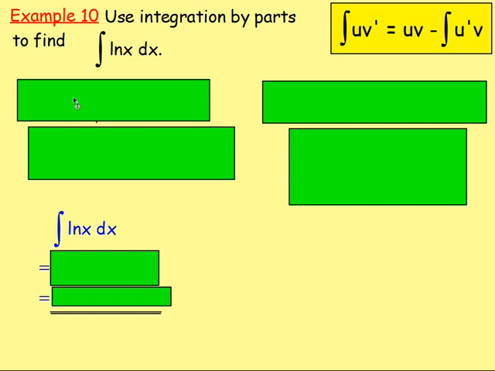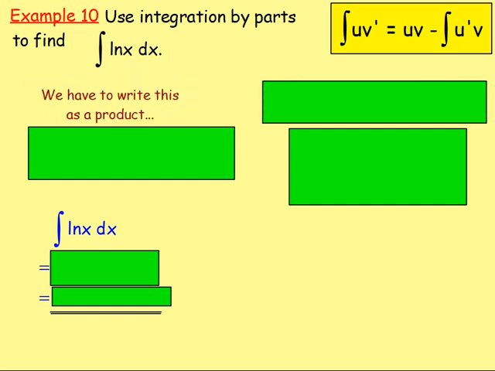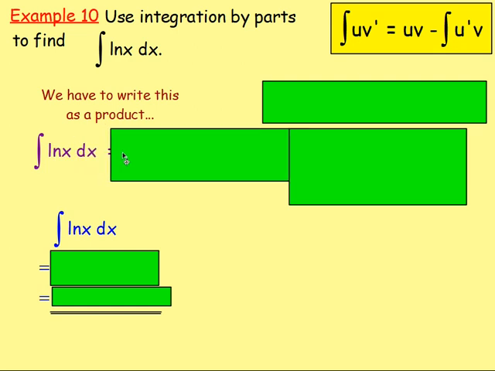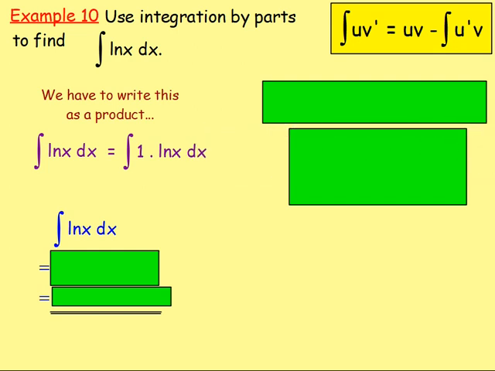Well, the first thing we need to do is write that as a product. Anybody have any ideas how we could write that as a product? Perfect, well done. ln x is the same as 1 times ln x. Nice and simple. So integrating ln x dx, well, ln x is the same as 1 times ln x. So really you're integrating 1 times ln x dx. From there you've now got a product. You're multiplying the 1 by the ln x.